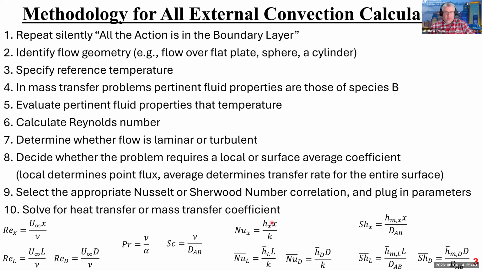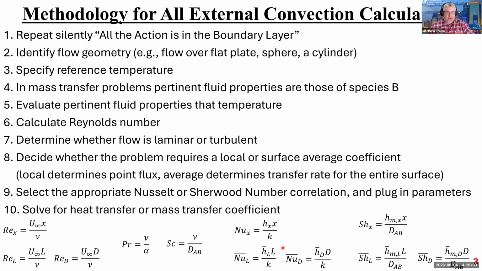Notice that the Nusselt number and the Biot number look the same, right? They're both like h times the distance over a thermal conductivity. The difference between Nusselt and Biot is that in the Nusselt number, the k value is the thermal conductivity of the gas, and in the Biot number, the k is the thermal conductivity of the solid, right?